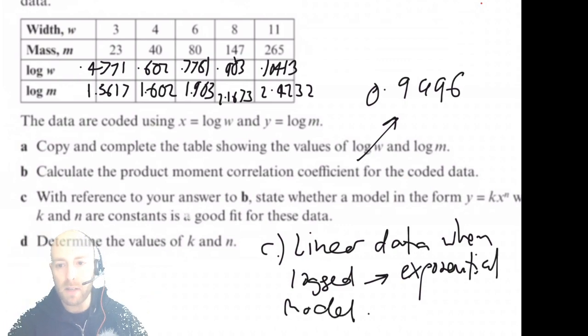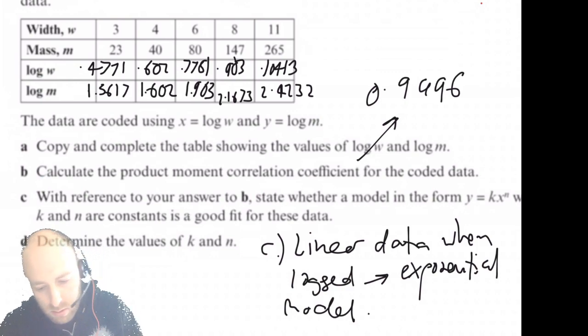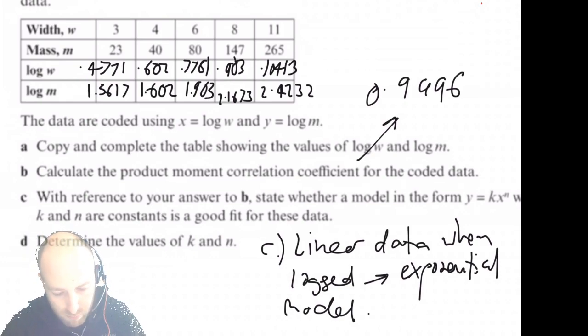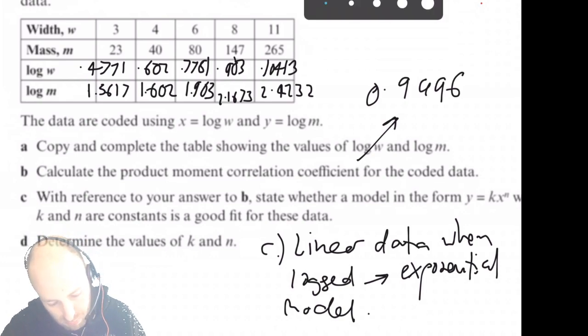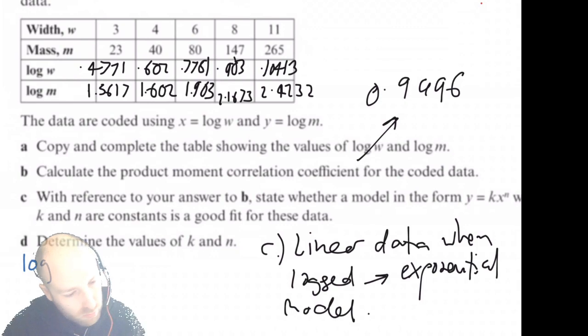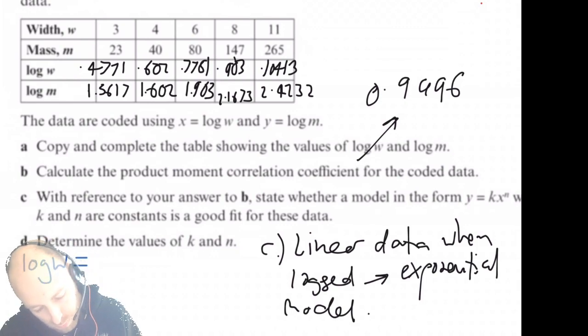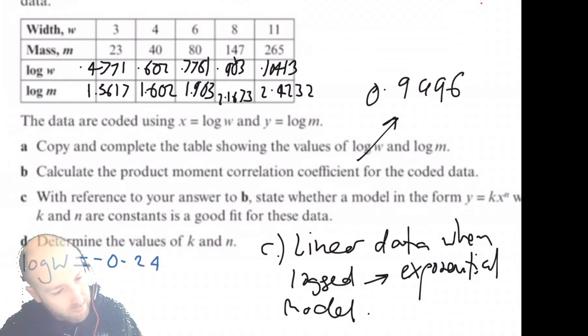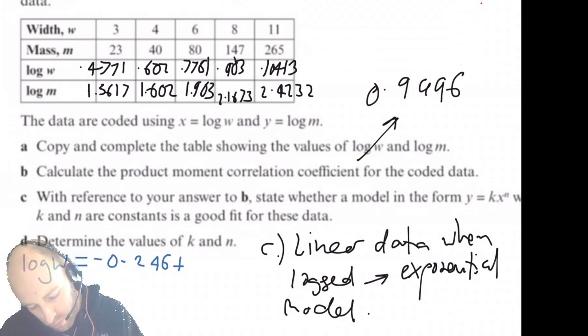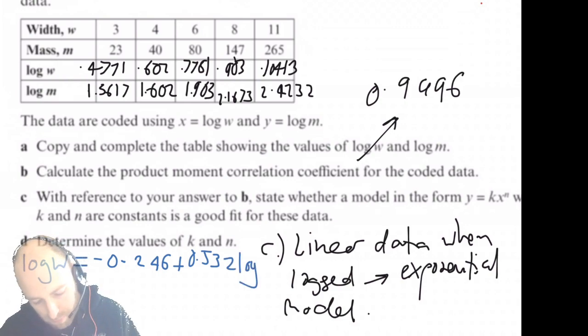Okay, and then determine the values of k and n. So we're going to write down our regression equation. We get log w equals minus 0.246 plus 0.532 times log m. So we get that, and we're going to compare that to our equation here.